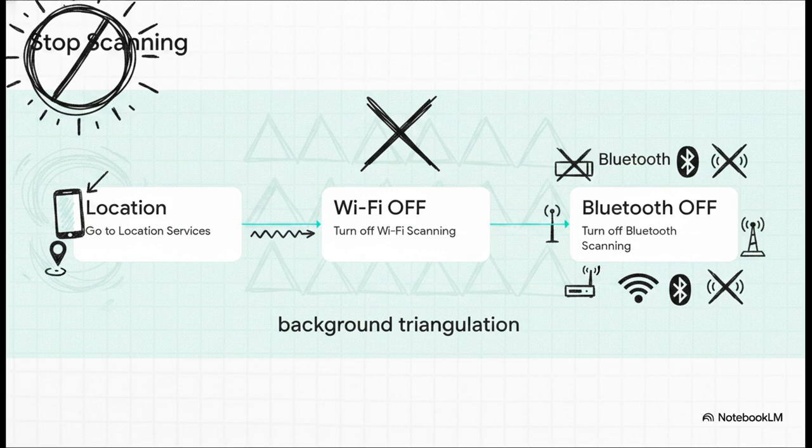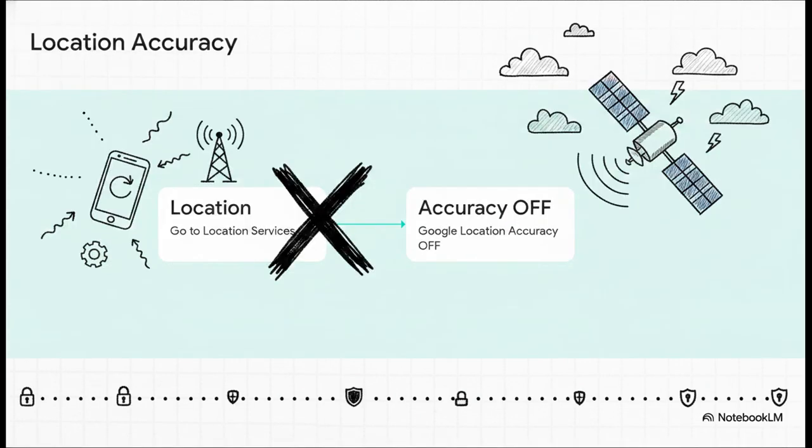Turning these scanning settings off ensures that when you say Bluetooth is off, it actually stays off. In that exact same Location Services menu, find the toggle for Google Location Accuracy and turn that off too. By default, your phone constantly pings Google's servers with the environmental data of the cell towers and Wi-Fi networks around you just to guess your location. By disabling this, you force the phone to rely strictly on hardware-level GPS signals from actual satellites.